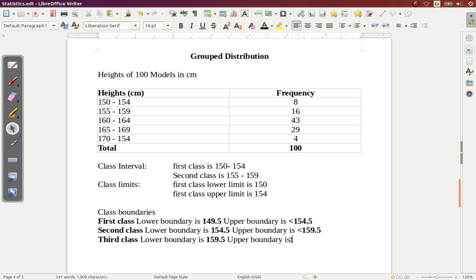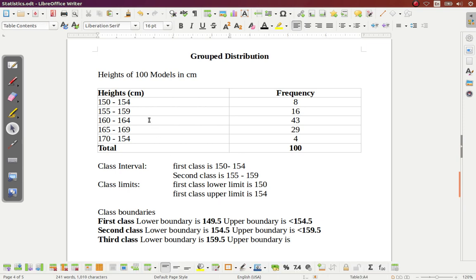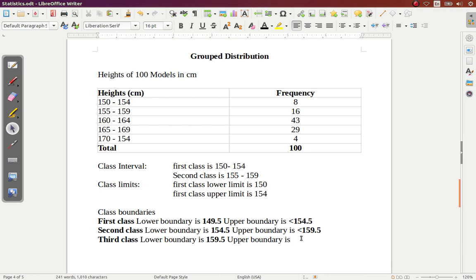The upper boundary is, for the third class, you have 164, which could possibly have been 164.4. It could have been 164.49, or any value less than 164.5. Then you round it back down to 164. So it must be less than 164.5. Alright? So you see that these are the upper boundary and the lower boundary.